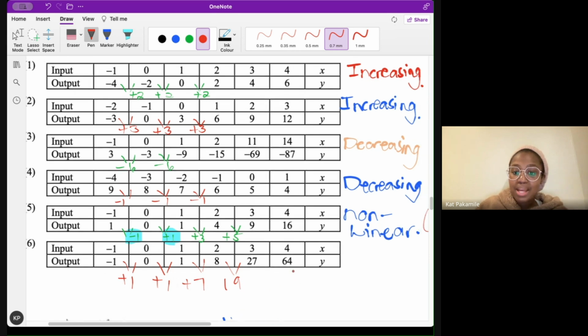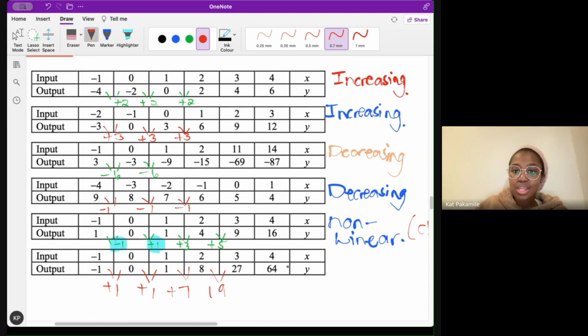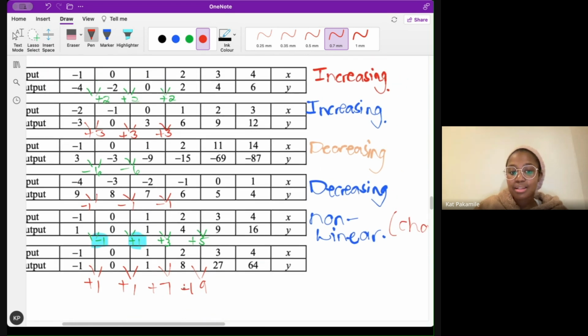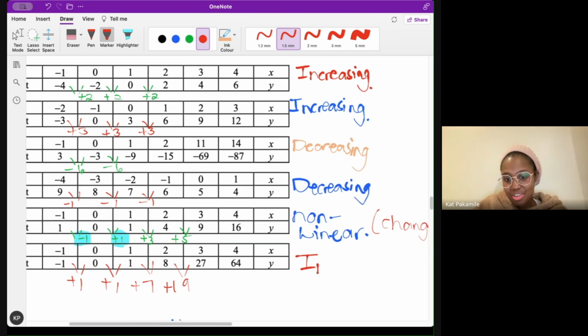So this might not be a linear graph, but you can still tell if it is increasing or decreasing. How can I tell? Is it increasing or decreasing? Let's hear. Is this last graph increasing or decreasing? Bigger positive numbers, so it is increasing.